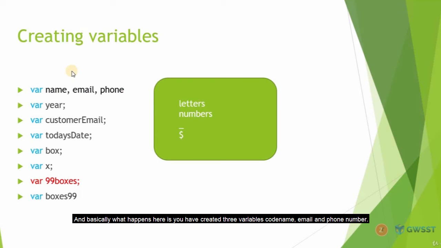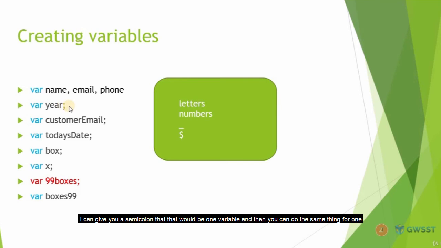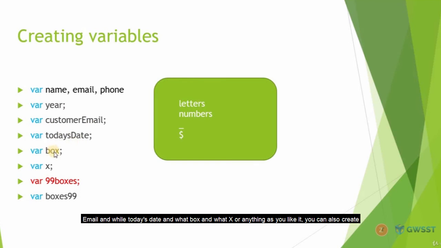Now basically what happens here is you have created 3 variables called name, email, and phone number. You can also create them separately with the help of var and each name. You can give a semicolon there, that will be one variable, and then you can do the same thing for var customer email and var today's date and var box and var x, or anything as you like it.